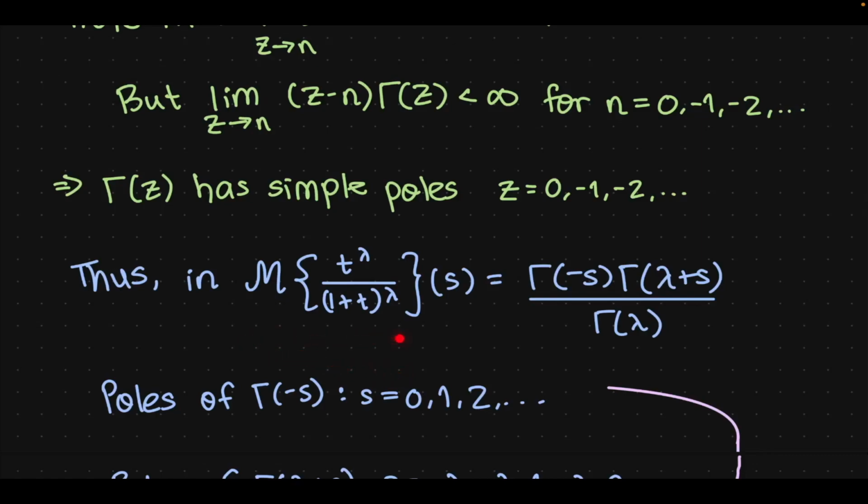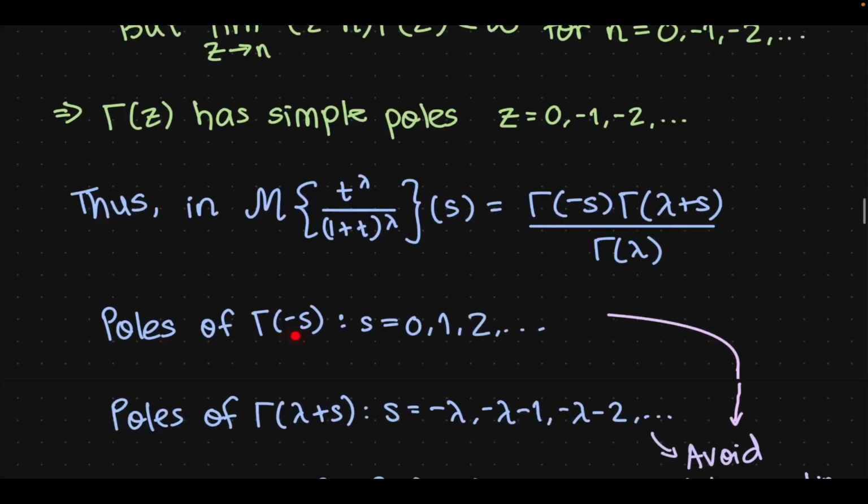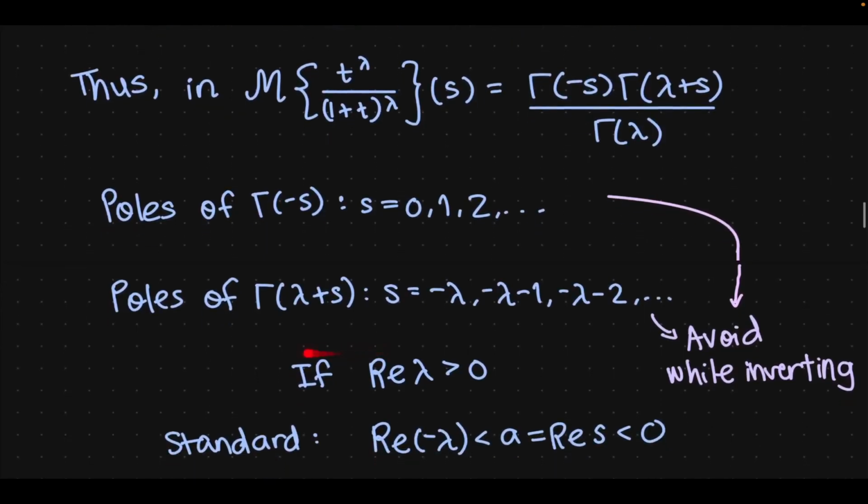So therefore, the Mellin transform of t to the lambda over (1 plus t) to the lambda, as a function of s, is gamma of minus s times gamma of lambda plus s over gamma of lambda. And the poles of the gamma function, gamma of minus s, using this property, are at 0, 1, 2, and so on, so all non-negative integers. Poles of gamma of lambda plus s are at s equals minus lambda, minus lambda minus 1, minus lambda minus 2.